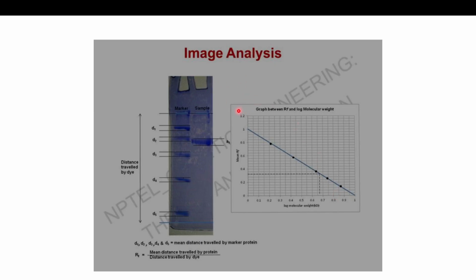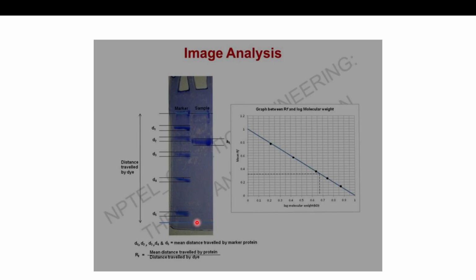So how do you really analyze an SDS-PAGE image? This is the reference marker of where proteins of different sizes are, and this is your sample. You compare the migration of your sample with respect to the different bands on the marker lane, and make a graph here. Then you finally have the Rf value, which is calculated by dividing the distance traveled by the protein by the distance traveled by the dye. The dye front will be there, the bromophenol blue that we were talking about.